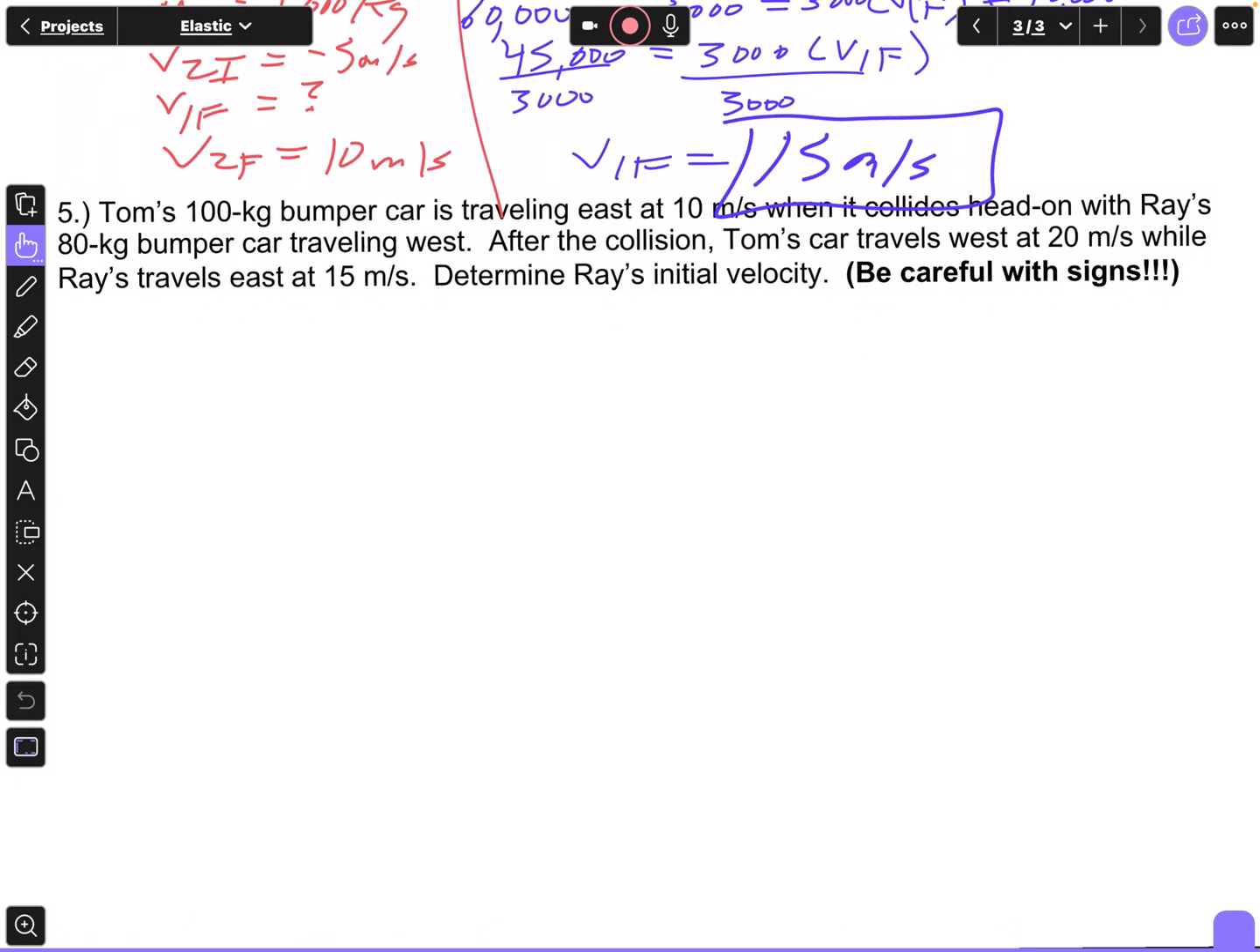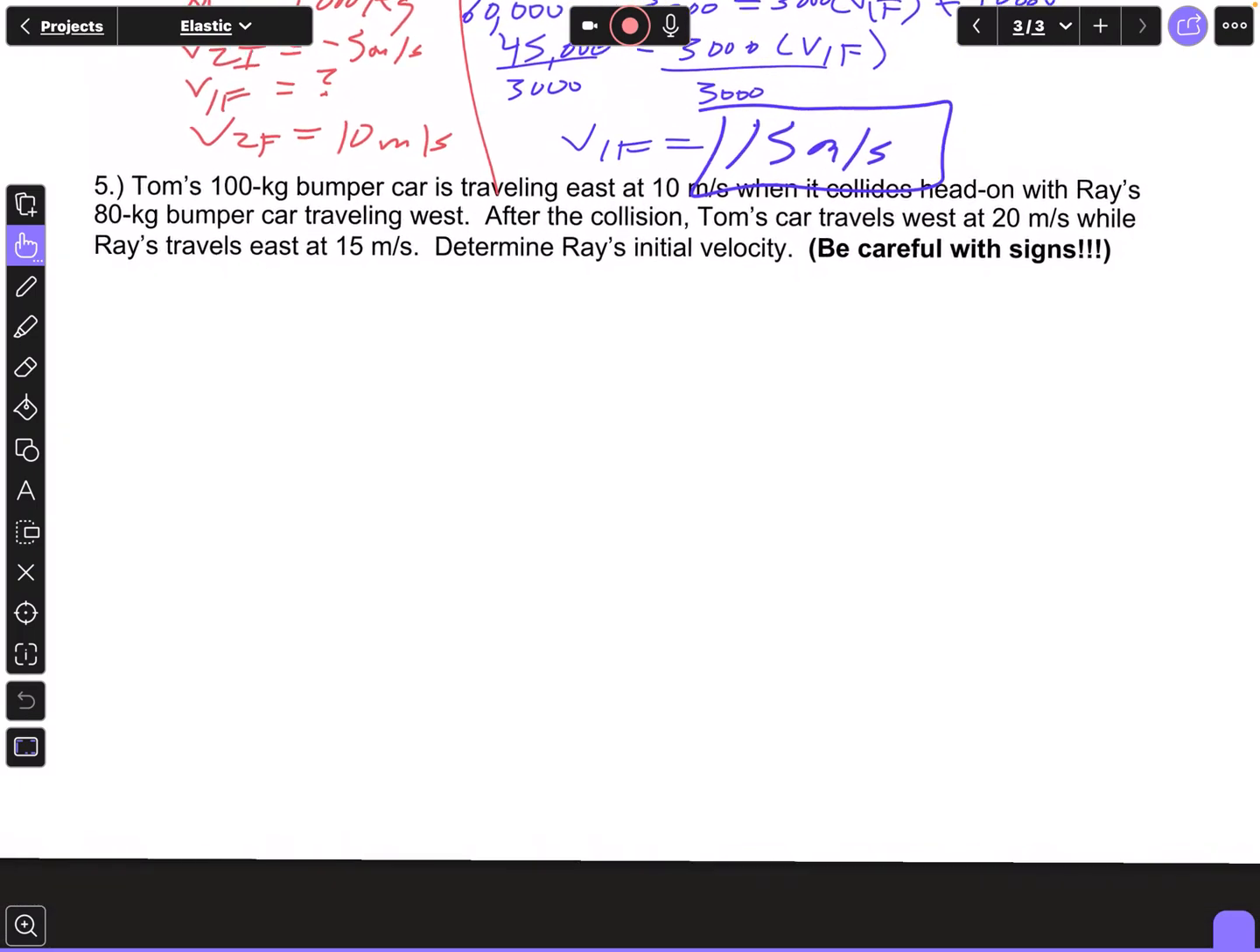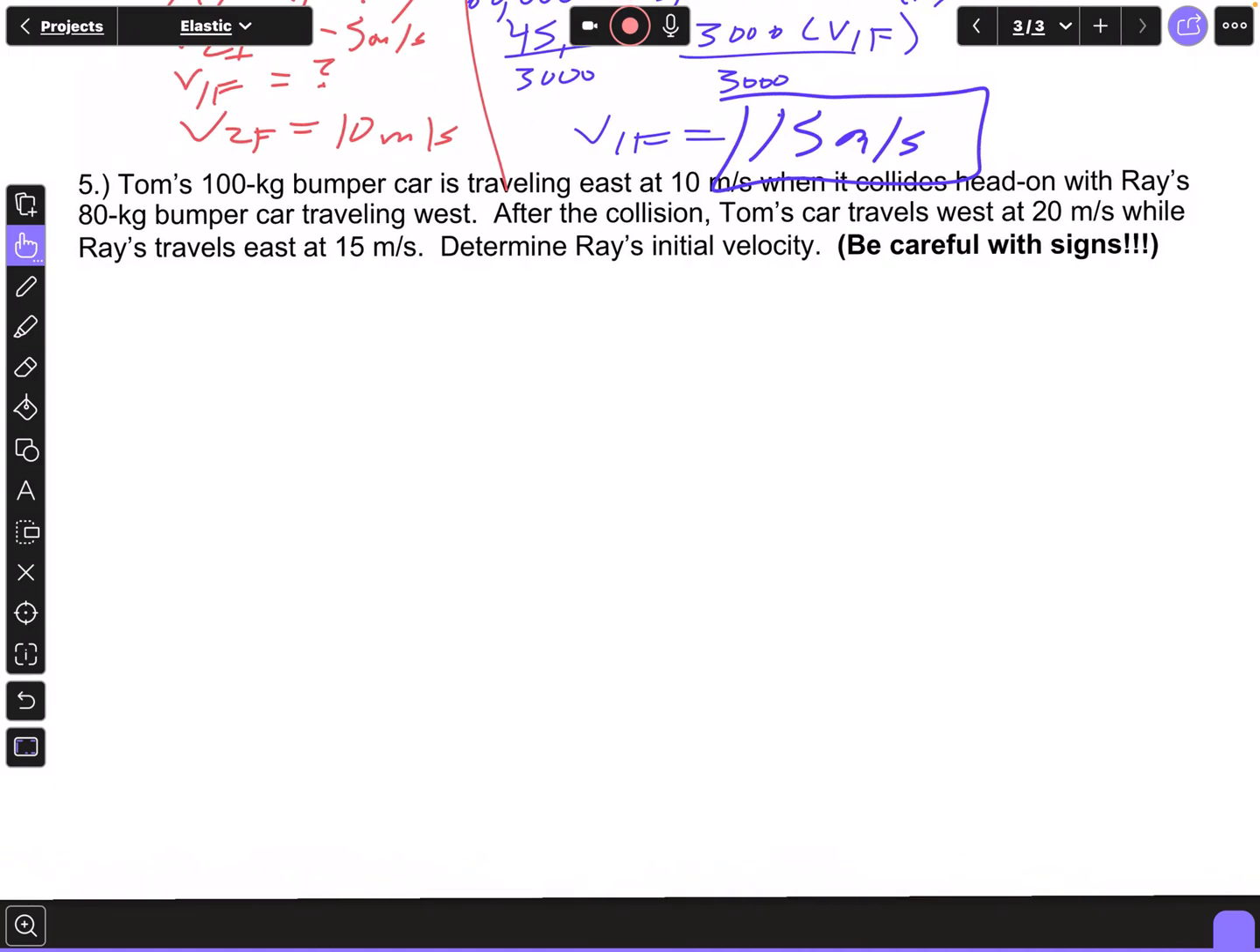Now, if we look at our last problem here, I'm going to help you get it set up, and then I'm going to let you solve it on your own. Tom's 100 kilogram bumper car is traveling east at 10 meters per second when it collides head on with Ray's 80 kilogram bumper car traveling west. After the collision, Tom's car travels west at 20 meters per second, while Ray's travels east at 15 meters per second. Determine Ray's initial velocity.